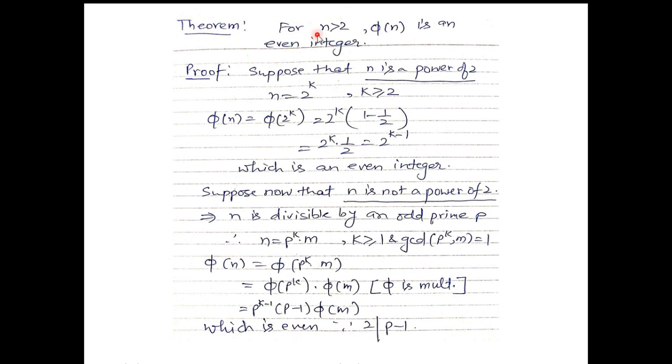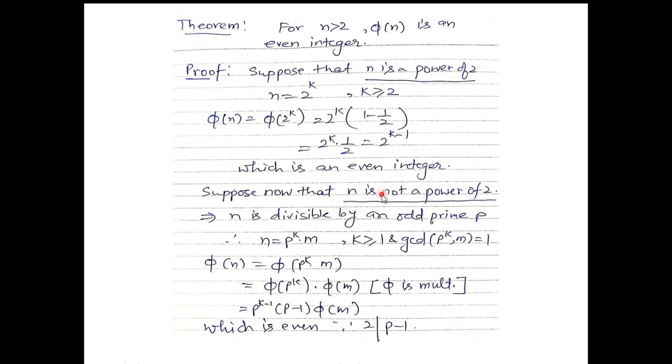Next result says that for n greater than 2, phi n is an even integer. So phi n will be an even integer. So there are two options. First, n is a power of 2, and in the second case we will take n is not a power of 2. So first suppose that n is a power of 2, that is n is equal to 2 to the power k, where k is greater than or equal to 2. Then what is phi n? Phi n is phi of 2 to the power k. Then by using the formula which we have derived, this is equal to 2 to the power k into 1 minus 1 upon 2. So this is 2 to the power k minus 1, which is an even integer.